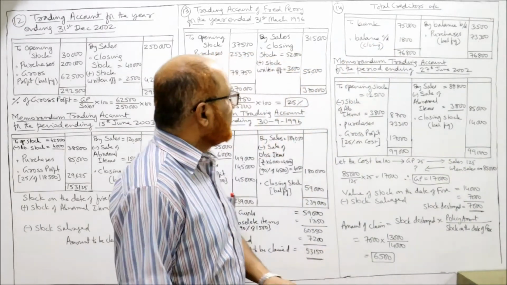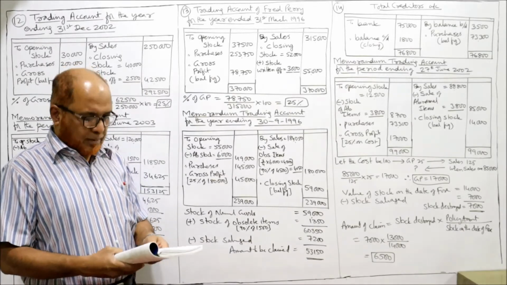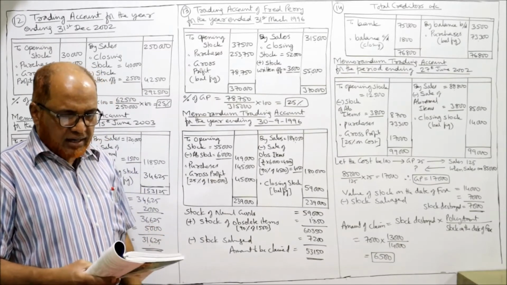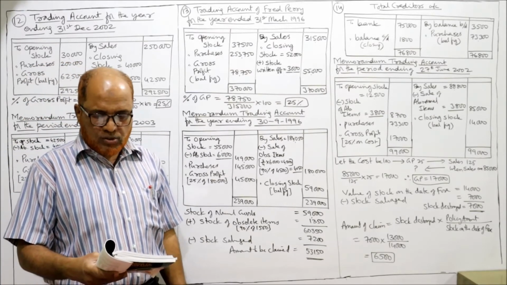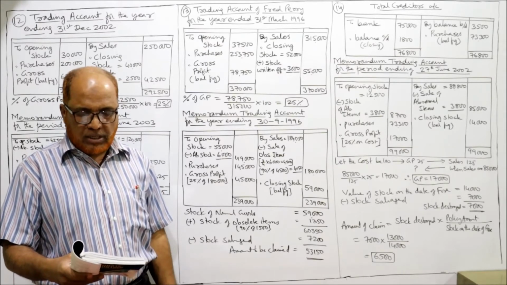This is problem number 13. Now 14th problem. See the 14th problem. Malcolm owns a retail stationery shop which was partly destroyed by fire on 27 June 1992.